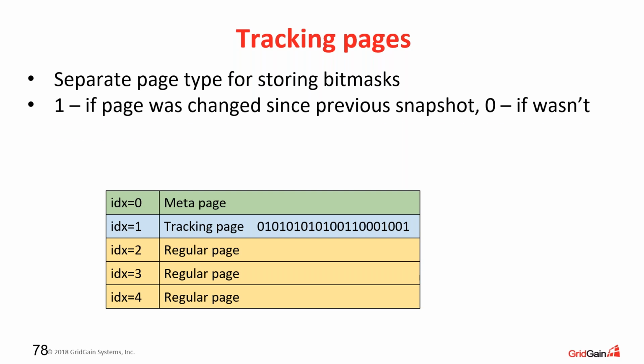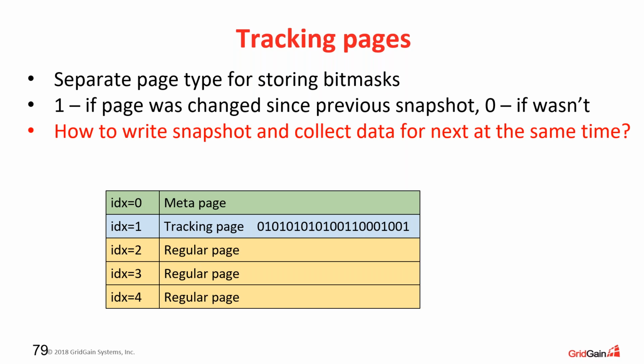Okay, sounds good, but there's a problem. How to write a snapshot and collect data for the next snapshot at the same time? Because when we start snapshot creation, we will read over these bit masks in order to understand which pages we have to write. And we also have to let user transactions change pages, and it will change the bit mask. The problem is that we have to read a frozen state of bit masks and change it at the same time.